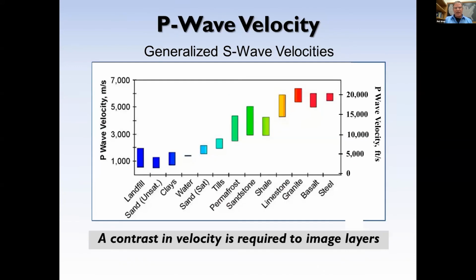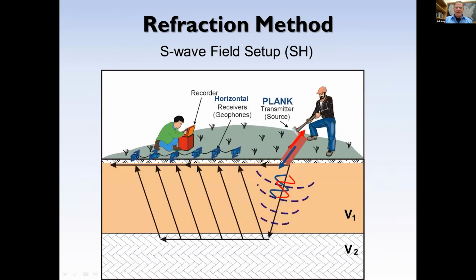Actually, that last slide had a misprint in it. Generalized S wave velocities up top, that's generalized P wave velocities. I'm sorry about that. We can also use the same field setup and put out those horizontal receivers and strike a plank on the ground in two different directions and get the polarity, as I mentioned earlier, with the waveform and the particle motion of shear waves, and directly measure shear waves in a refraction mode.